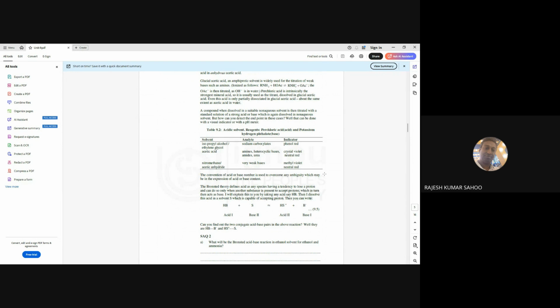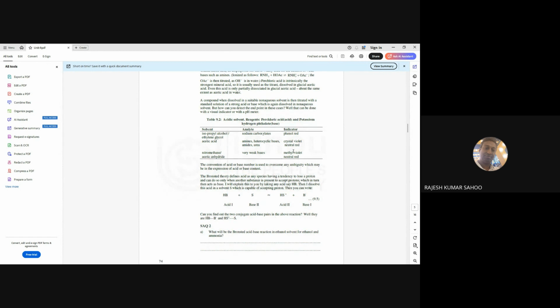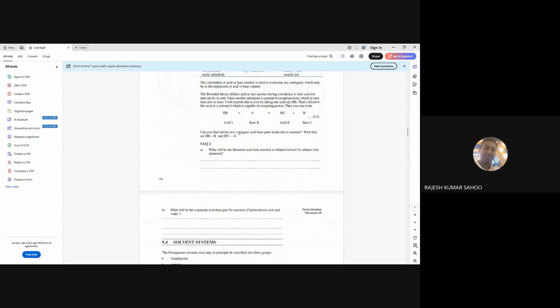And remember one more thing: when you are using different solvents like isopropyl alcohol, ethylene glycol or acetic acid, then remember the indicator is phenol red, because depending on the solvent, indicators are different. Similarly, for nitromethane or acetic anhydride, which are very weak bases, you have to use methyl violet or neutral red. So remember that there are different types of indicators, and in different media you can use them.